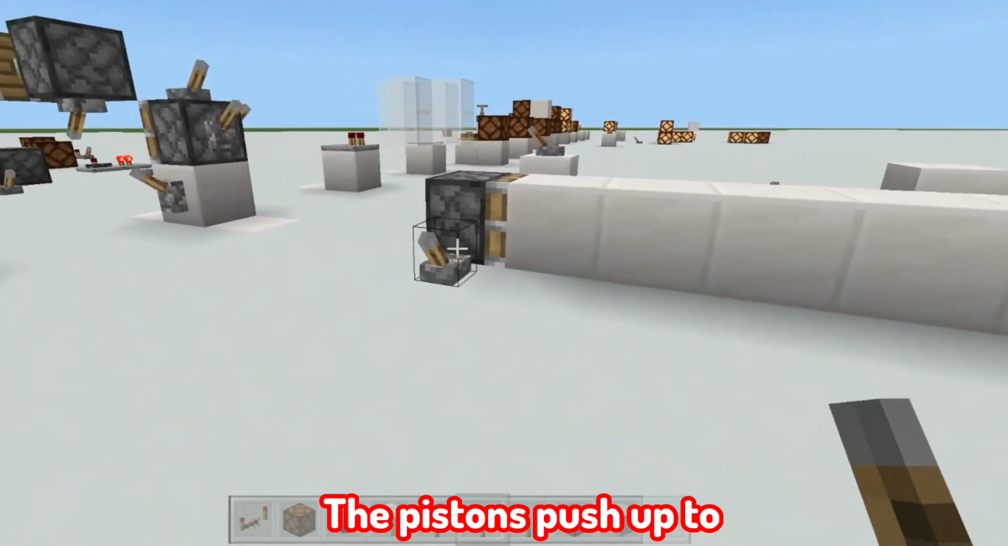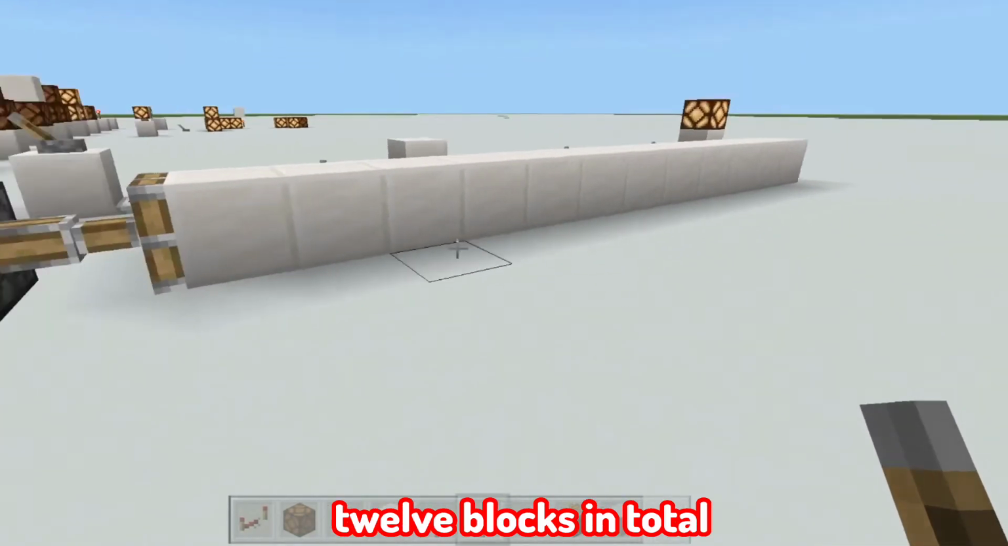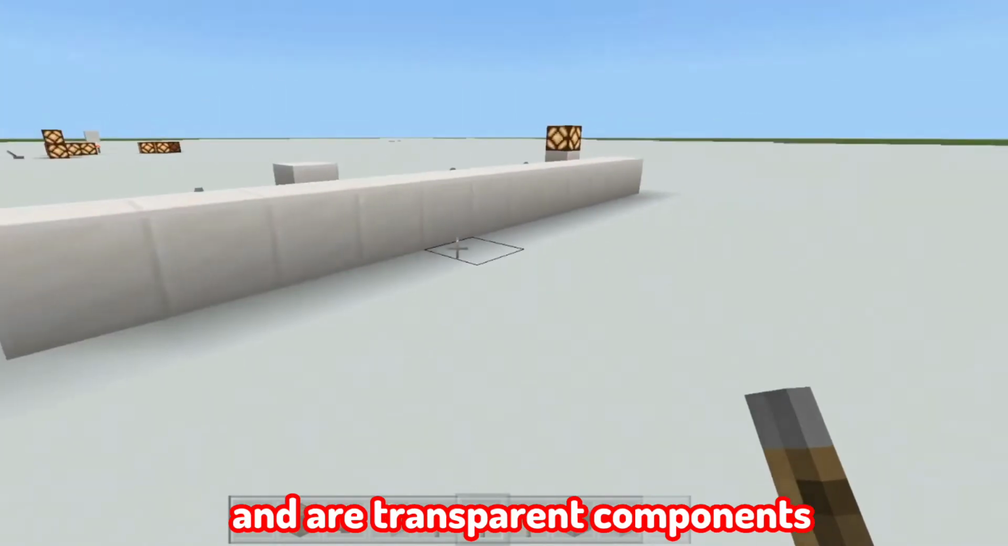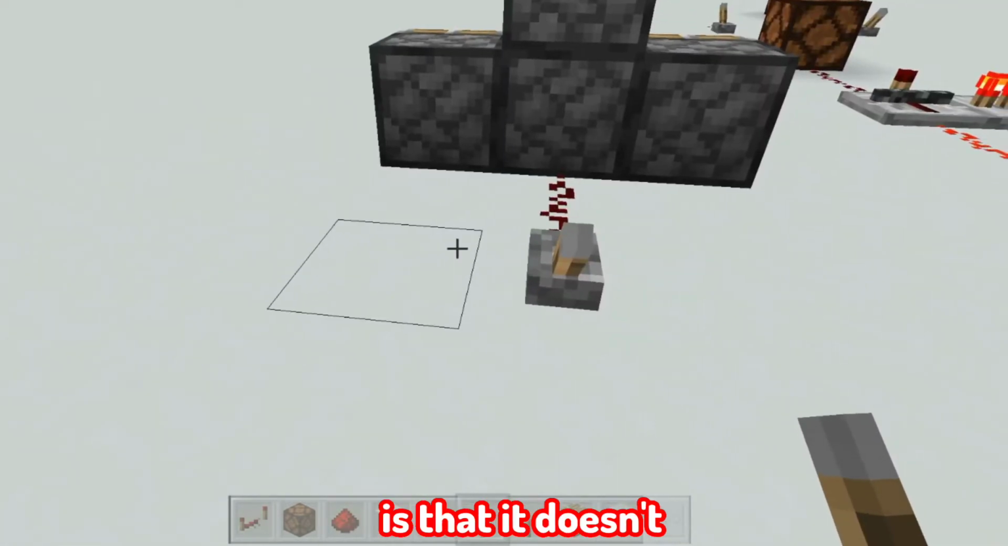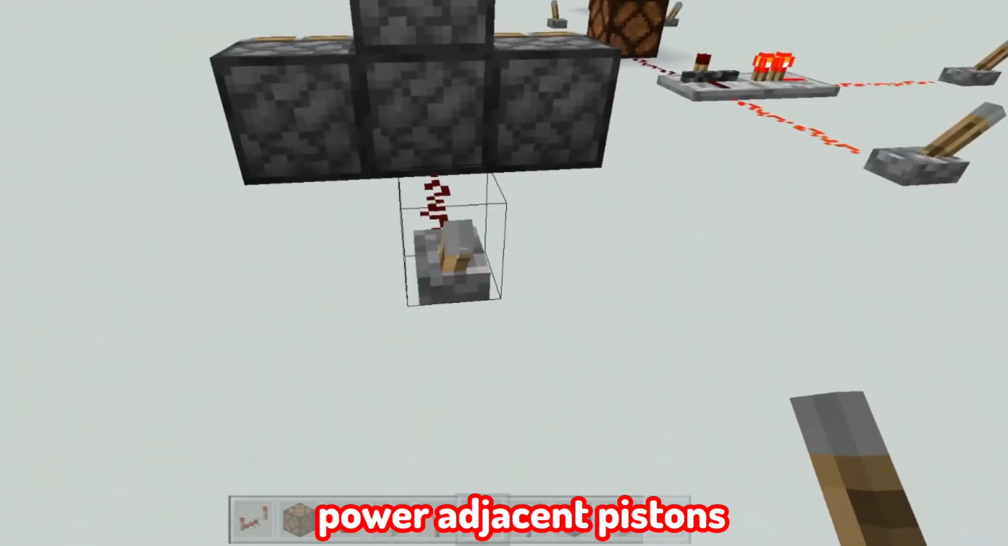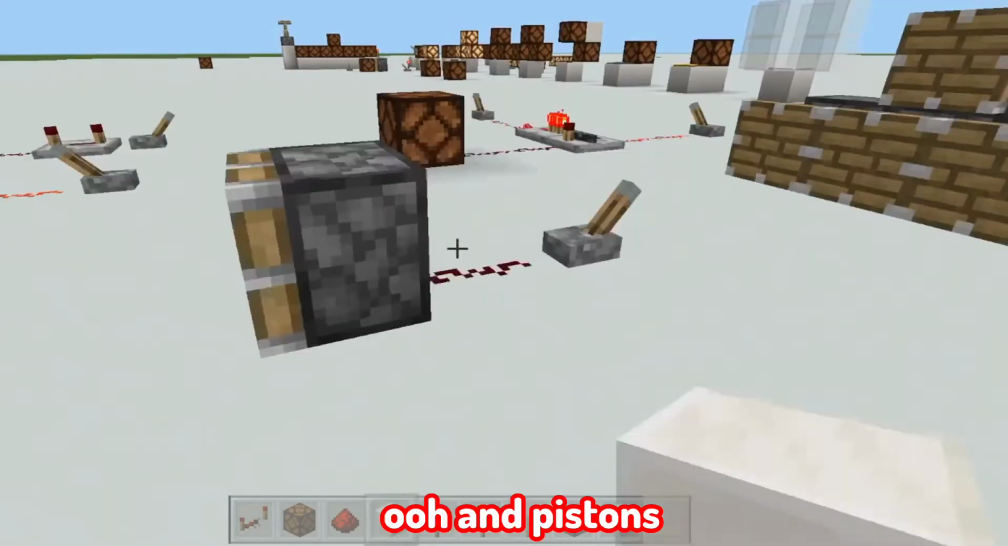The pistons push up to 12 blocks in total and are transparent components, and what I mean by transparent is that it doesn't power adjacent pistons or adjacent blocks. And pistons can be pushed themselves.